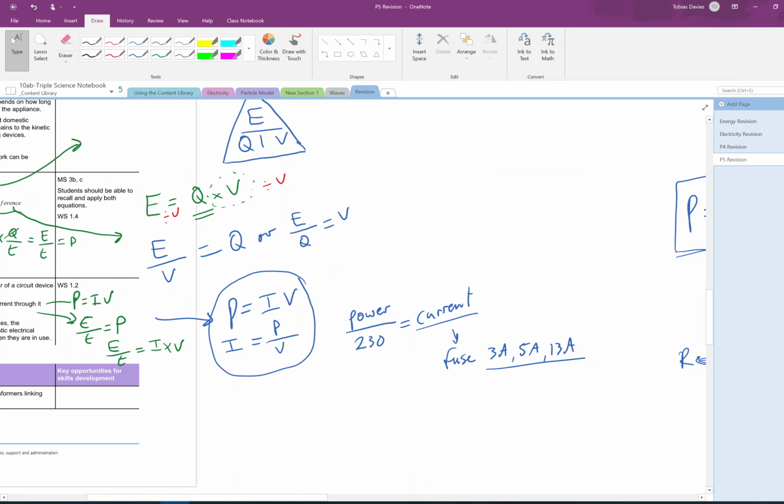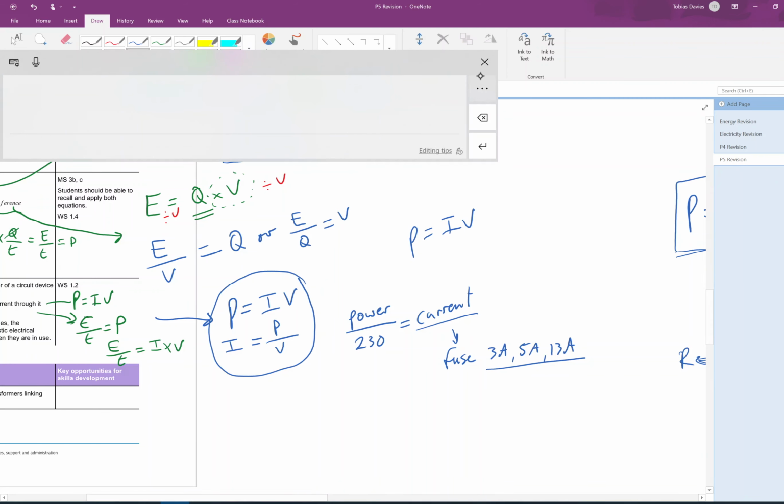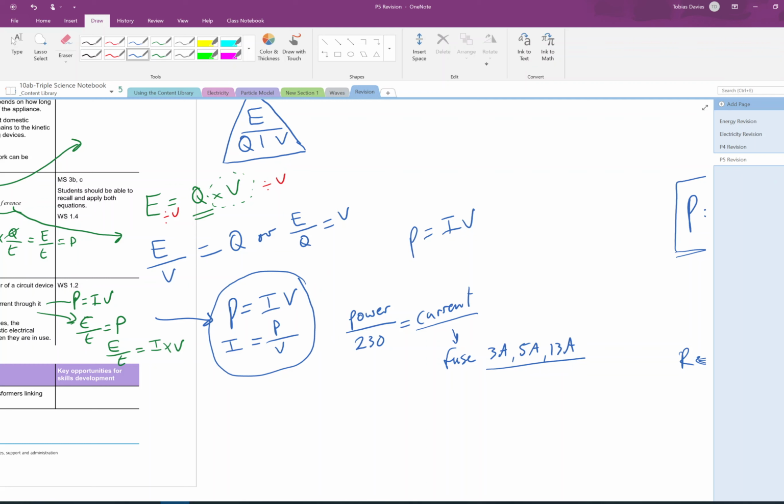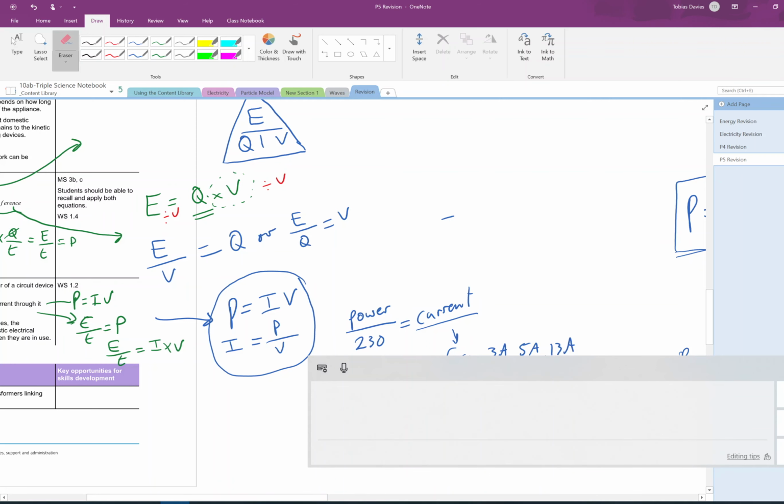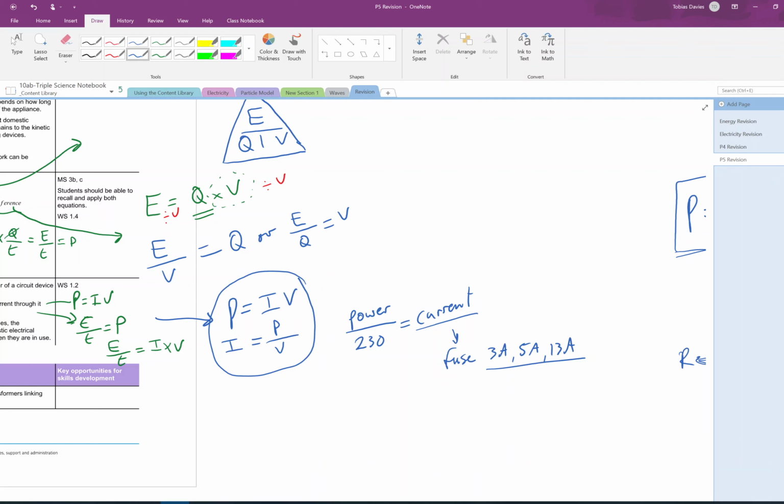Now then, looking at power, if you say power is current multiplied by voltage, then you can say power divided by voltage is current. And if you've got a known voltage, like the voltage of mains electricity, 230 volts, then you can work out the current that will flow in a circuit, and therefore the fuse that will be required for a particular appliance. Fuses come usually in three values: 3 amps, 5 amps, and 13 amps.